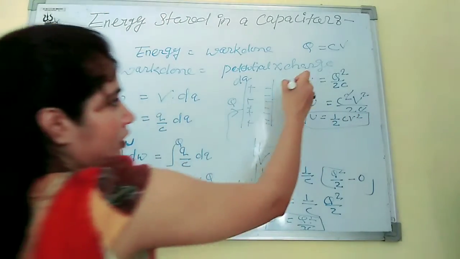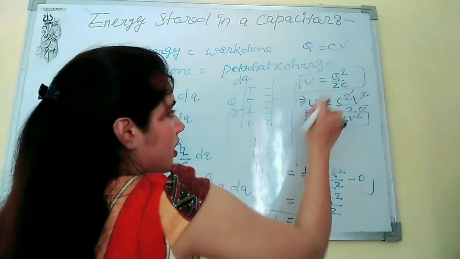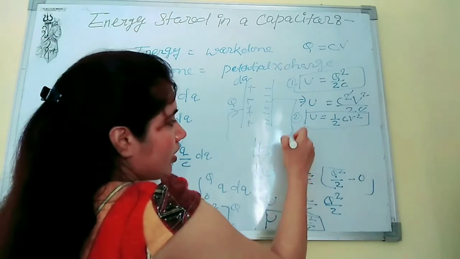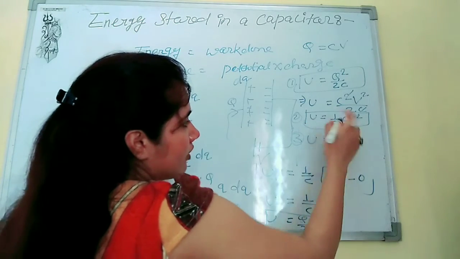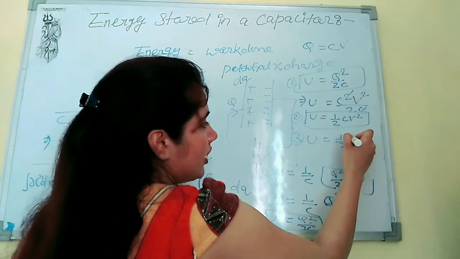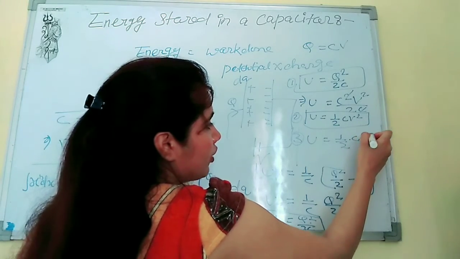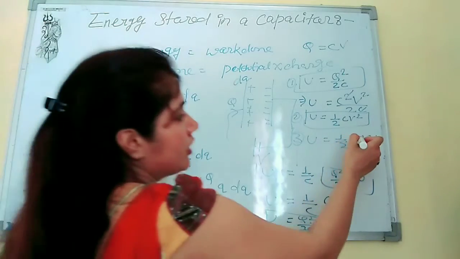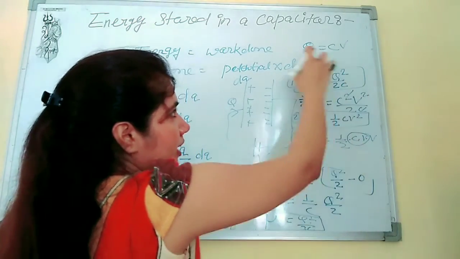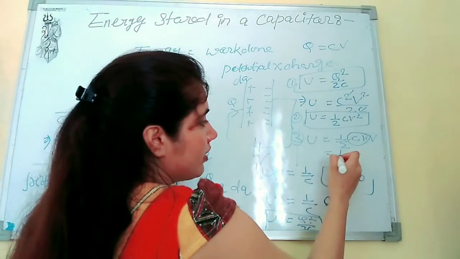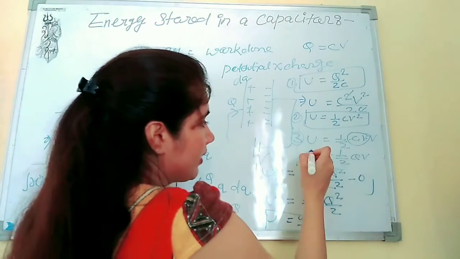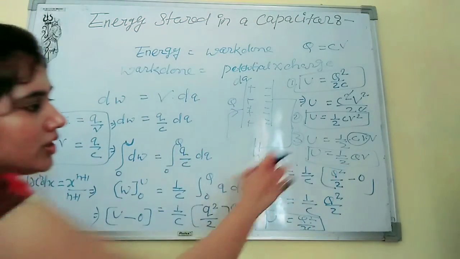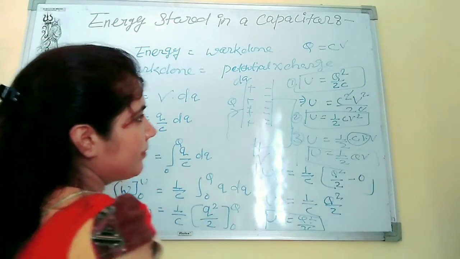Now we have two forms. One is this, second is this, and there will be a third form. Now here we can write it half into C into V into V. We can express it like this. Now in the place of CV, we can write Q. So it will become half QV. So this is one of the forms, that potential energy is half into Q into V.